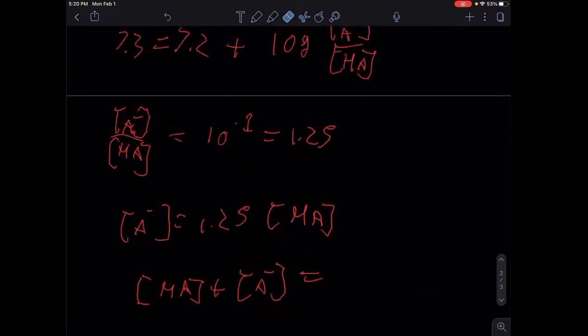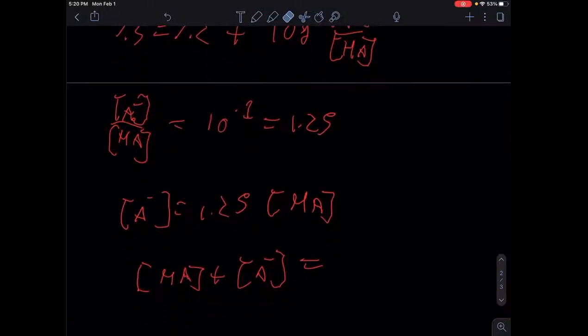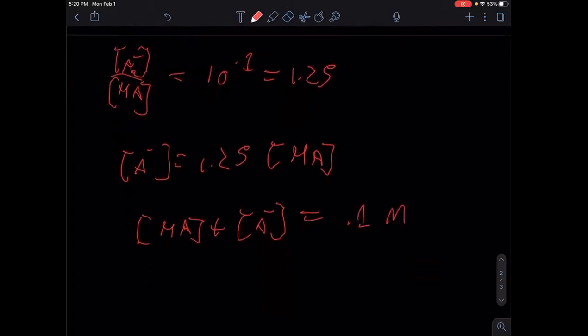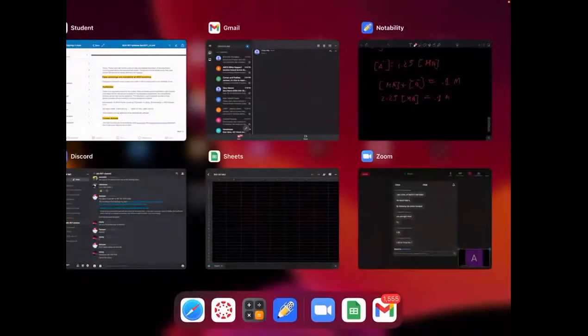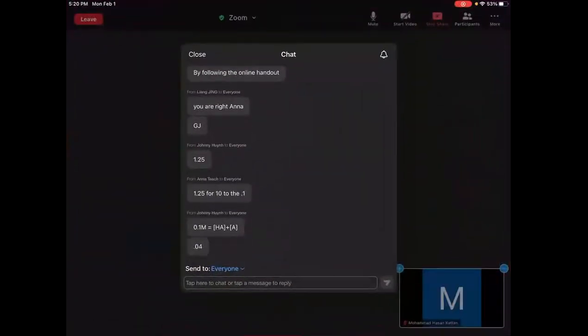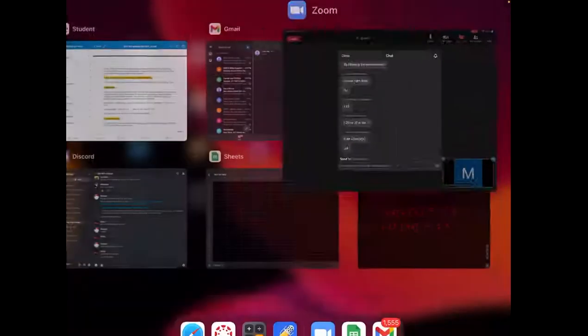All right, so we said 0.1 mole, 0.1 molarity. I'm just making sure I have everything understood right. Like 2.25 of the protonated acid. The 0.1 M, and someone tell me what happens when I divide 0.1 by 2.25. 0.04. Thank you.